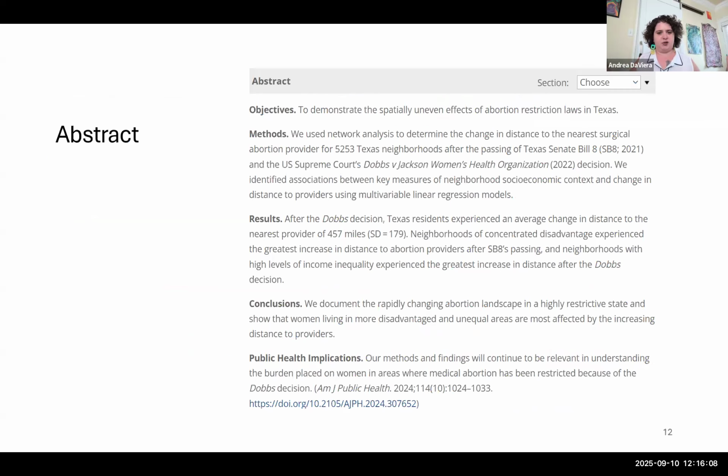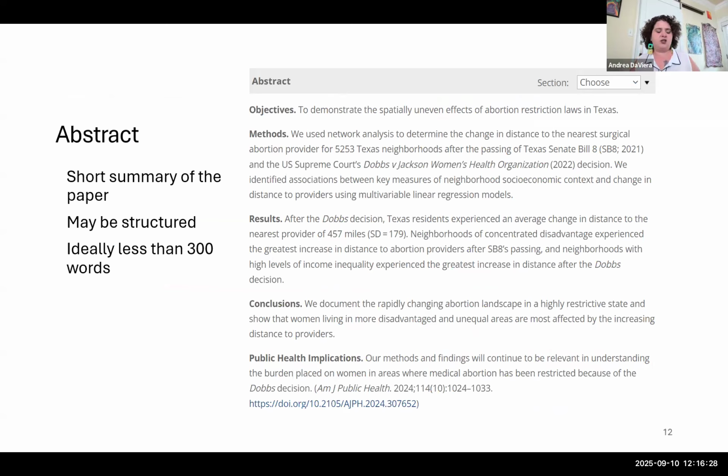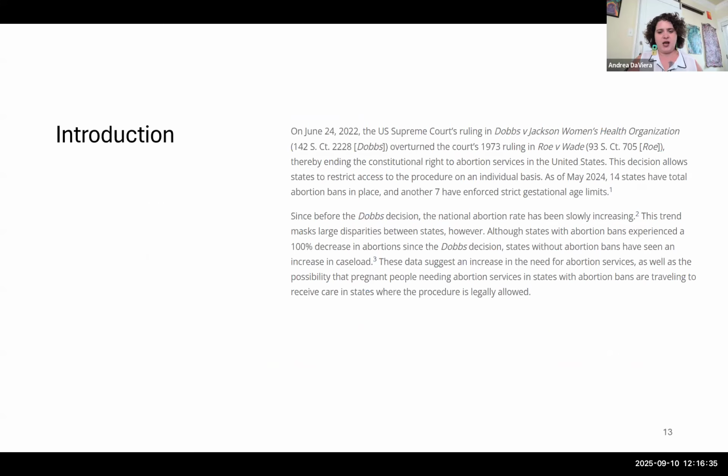So this is what the abstract would look like. Abstracts are just essentially short summaries of the paper. They might be structured. So this one is structured because it very clearly has headers for the objectives, the methods, the results. Sometimes it's not structured where it's just one big paragraph. They're generally not too long. It depends on the journal that you're looking at, but I would say usually less than 300 words. And they set you up for the introduction. So the important thing is the abstract just gives you the bite-sized takeaway, what the whole study's doing.